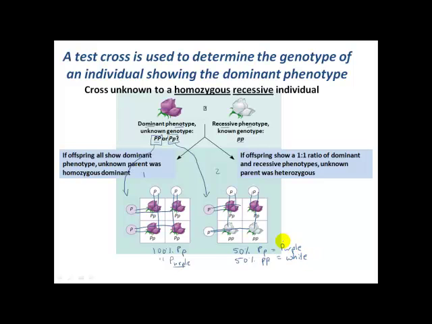So by looking at the offspring that we get from carrying out a cross between our unknown plant and a plant showing the recessive phenotype, which we know is associated with the homozygous recessive genotype, looking at the offspring that are produced, we can determine whether the genotype was homozygous dominant or heterozygous and figure it out that way, right?